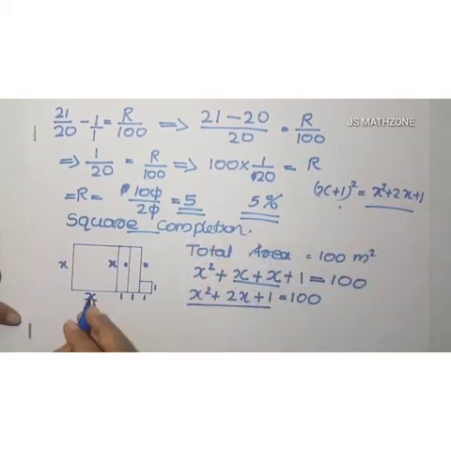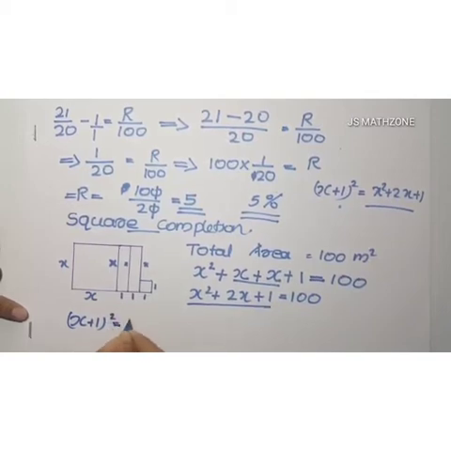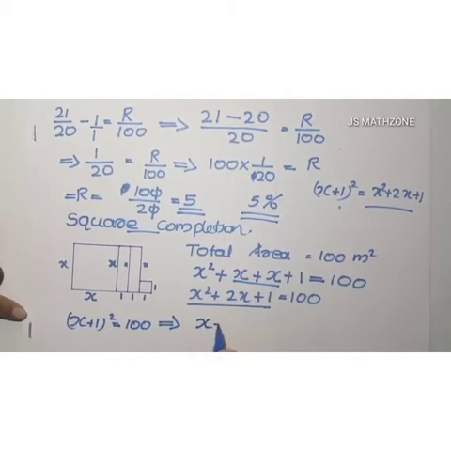So instead of x square plus 2x plus 1, we can write x plus 1 whole square is equal to 100. We want to find the value of x. Therefore what is x plus 1? X plus 1 is equal to root 100. Root 100 is equal to 10. Thus we get x plus 1 is equal to 10. Then what is x? X is equal to 10 minus 1. It is 9. Thus we get one side of the square is 9 centimeters.